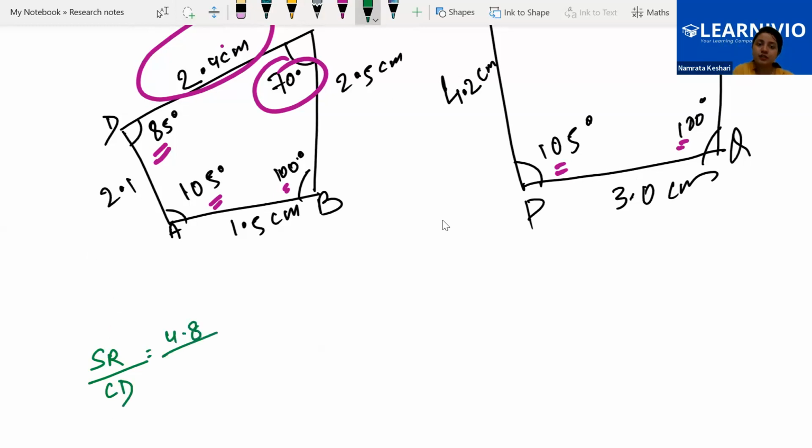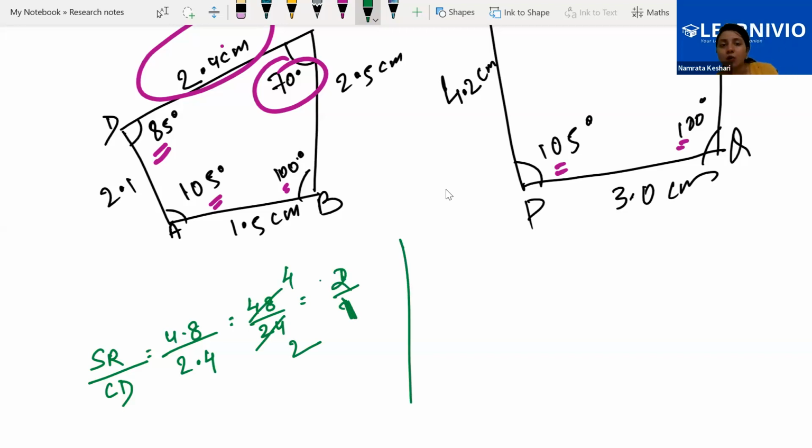4.8 by 2.4. Remove the decimal, it will become just 48 by 24. Do the calculation, just cancel it out. Tell me what you are getting? 12 2 times 24, 12 4 times 48. What are you getting? 4 by 2, 1 by 2 by 1, right?